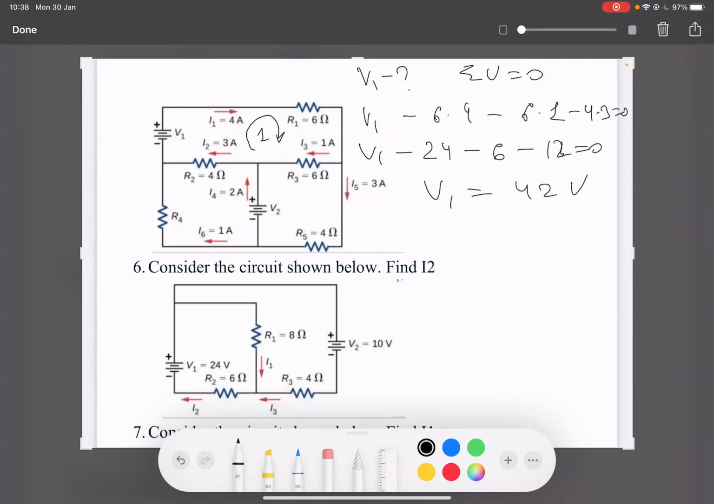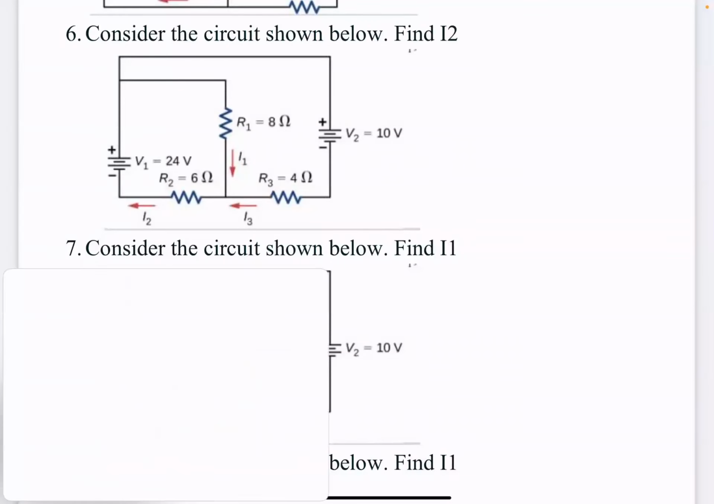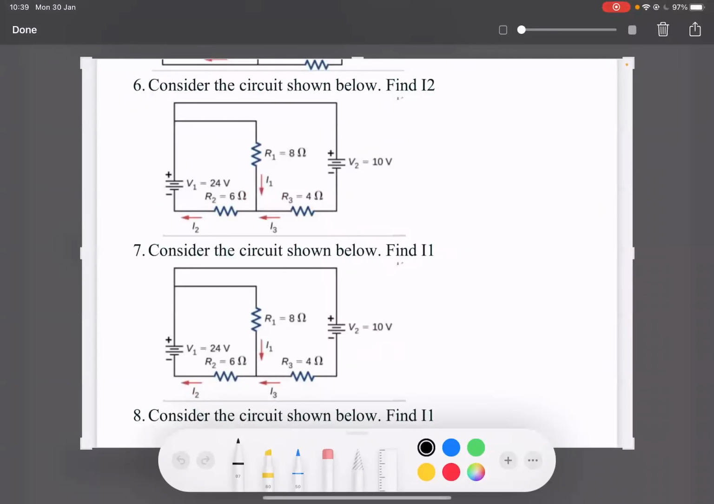It's not that difficult, okay? Is that clear? If that's the case, then let's move on. Let's look at problem number 6. We have to find current 2. Let me delete this one. In problems 6 and 7, we have to find current 1 and current 2.